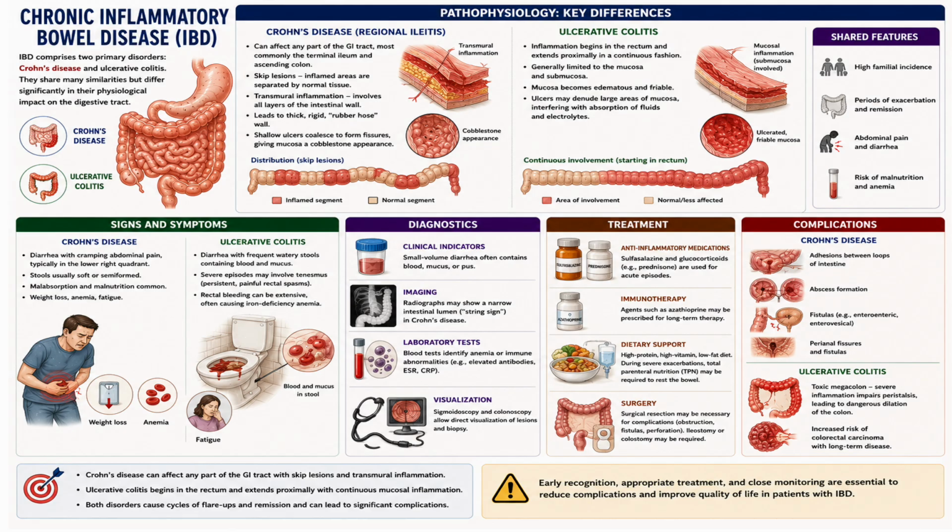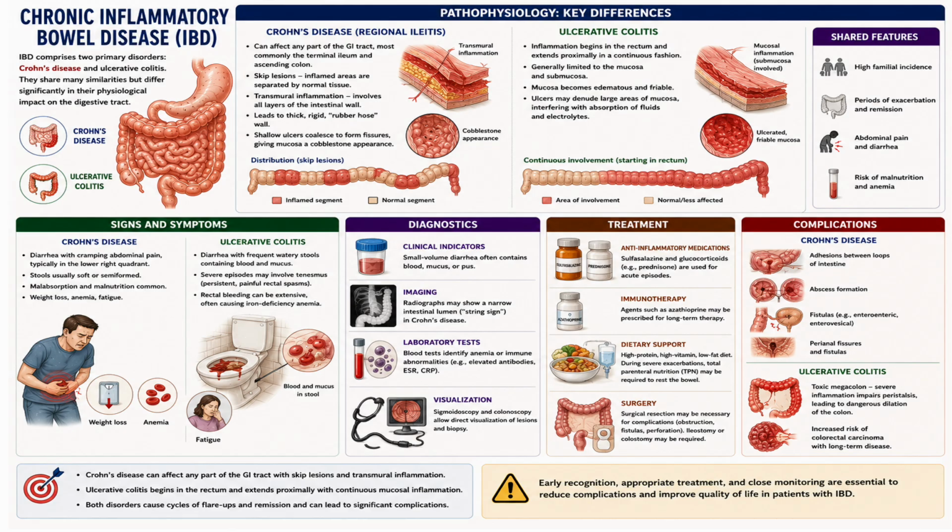Crohn's disease is characterized by skip lesions or transmural inflammation. This affects all the layers of the intestinal wall. This often results in a thick, rigid appearance and cobblestone mucosa. And it most frequently affects the terminal ileum. Ulcerative colitis, on the other hand, involves continuous inflammation, generally restricted to the mucosa and submucosa, starting in the rectum and progressing proximally, which interferes with vital fluid and electrolyte absorption.